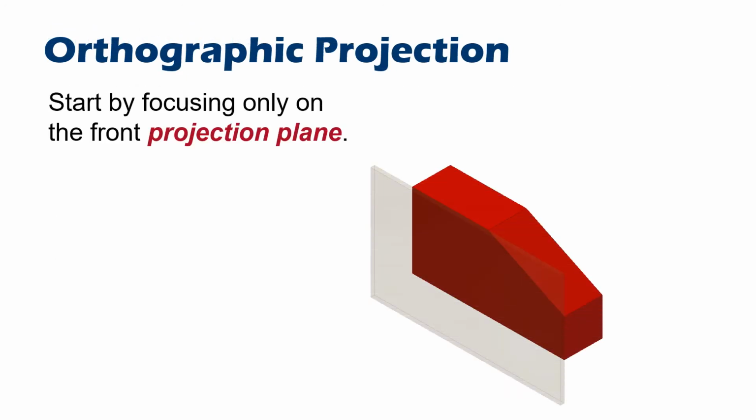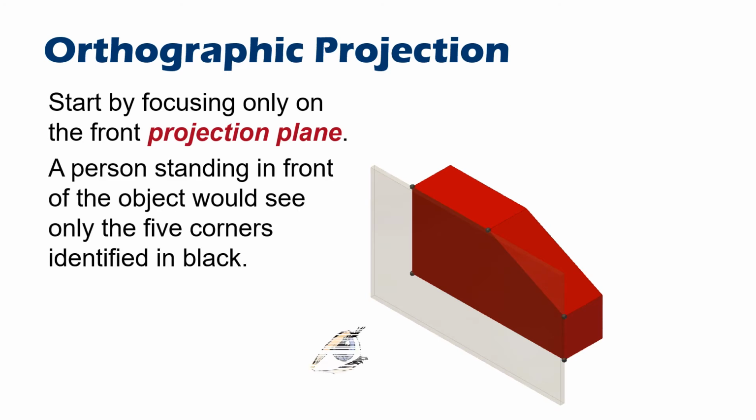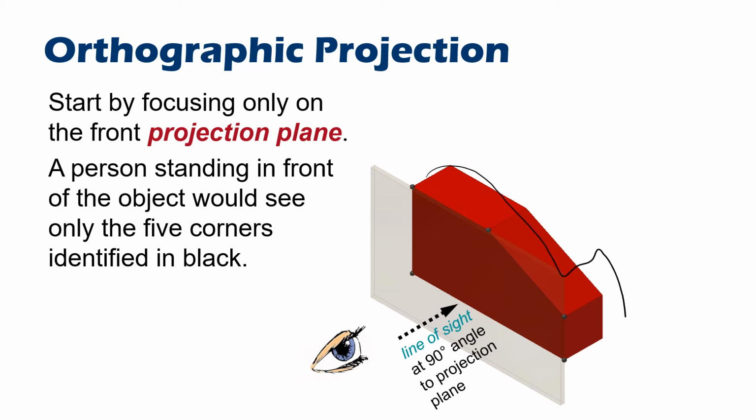Start by focusing only on the front projected plane. A person standing in front of the object would see only the 5 corners identified in black. And this is what they were saying with the line of sight, and there's that 90 degrees for orthographic, at a 90-degree angle to the projection plane. So you're looking straight at that object. And at that point, you can't see the depth. You don't know what's going on behind here. All you can see is the outline. And that's what you're going to draw on this projected plane.